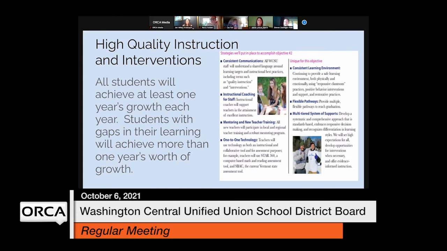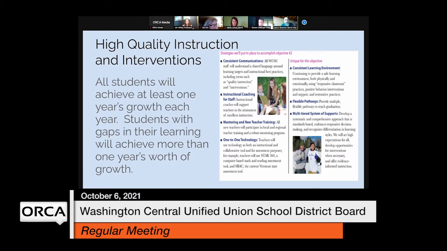Okay, I have the next slide. This is around high quality instruction and interventions. And as you can see, one of the pieces is that all students will achieve at least 1 year's growth each year, but students with gaps in their learning will achieve more than 1 year's worth of growth.